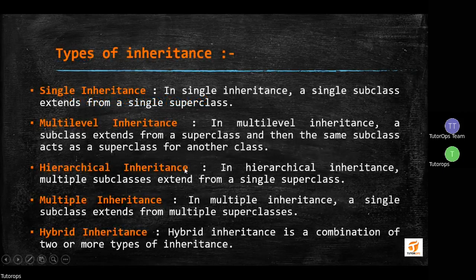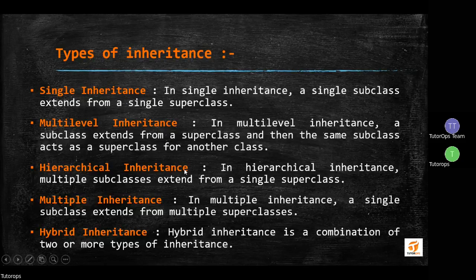Types of inheritance: single inheritance. When any class inherits another single class, it is called single inheritance. So you have one existing class, and you are creating one new class, and within that you are inheriting your first class. That is called single inheritance. So here you have a single subclass and a single superclass.